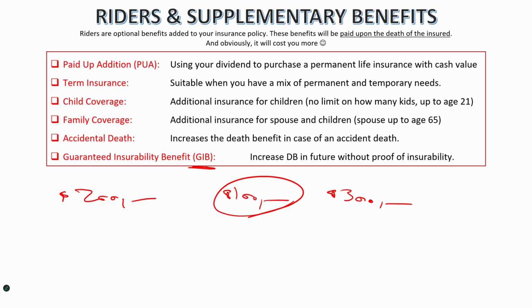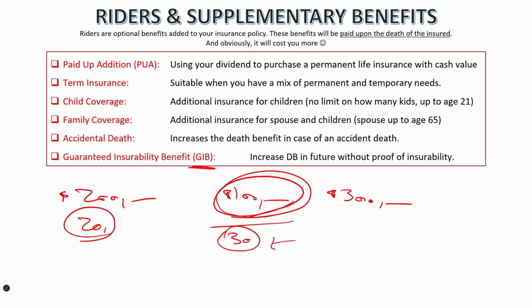But the new price for this $100,000 is going to be based on my new age. So let's say I was 20 years old when I got this policy, and at age 30, I decided to add this $100,000. The cost of insurance for this $100,000 is going to be based on my new age. It's going to be based on age 30, not age 20. All right. So that's the important part that you guys have to keep in mind.